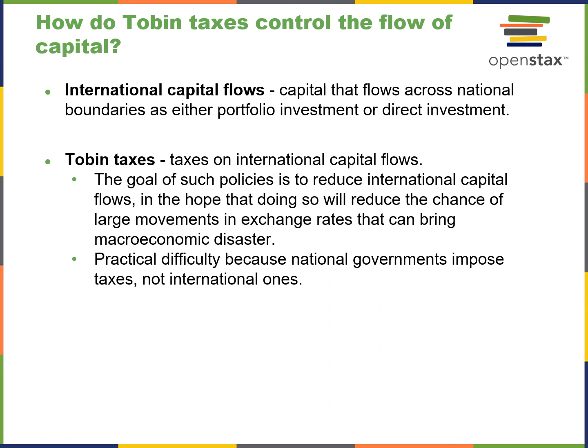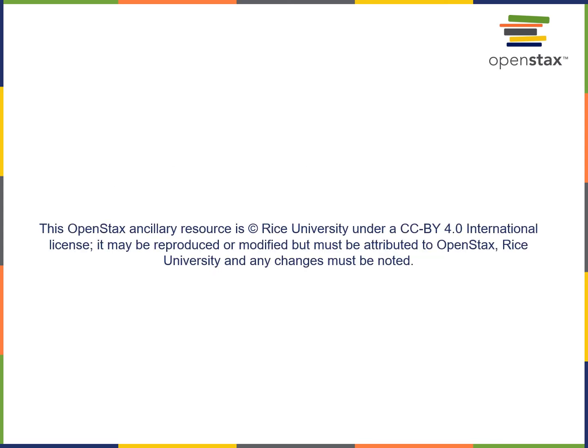And then there's Tobin taxes, controlling the flow of capital. International capital flow is the flow that crosses national boundaries, either portfolio investment or direct. Tobin taxes are on international capital flows, and the policy is to reduce international capital flow and reduce the chance of large movement in exchange rates. There's a practical difficulty because national governments impose taxes and not international ones. That's not come about, not likely to. This concludes Chapter 16.